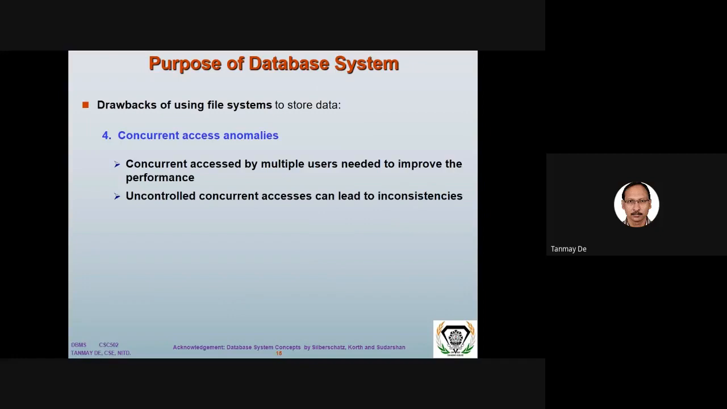The next one is the problem of concurrent access anomalies. In most systems nowadays, multiple users are allowed to access or update particular data simultaneously. Why do most systems allow this? In order to improve overall system performance and obtain faster response times. Concurrent means the data can be accessed by different users at the same time.